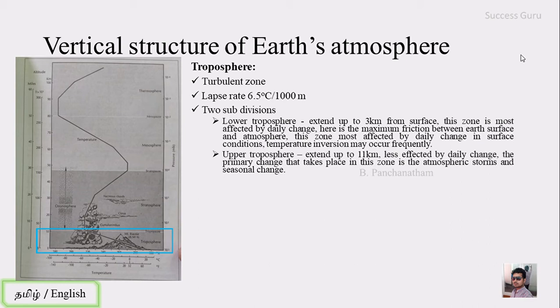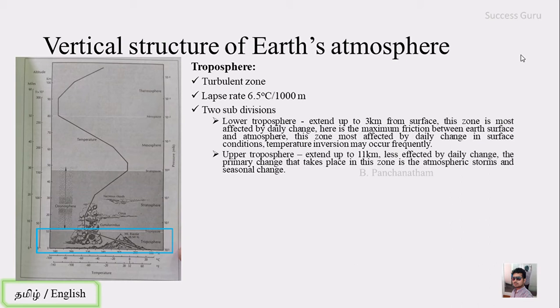Actually, the lower troposphere extends from the surface up to 3 kilometers, right? And this zone is most affected by the daily changes. The diurnal change and the daily changes will affect this region only. And here the maximum friction between the earth's surface and the atmosphere takes place. Actually, the atmosphere gets in contact with the surface, that is the lithosphere as well as the hydrosphere, in this region itself.